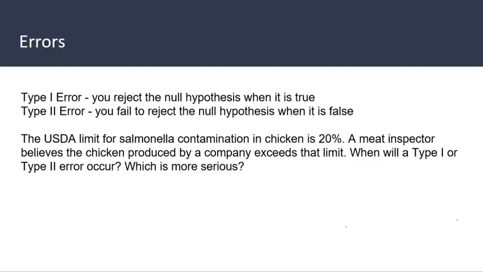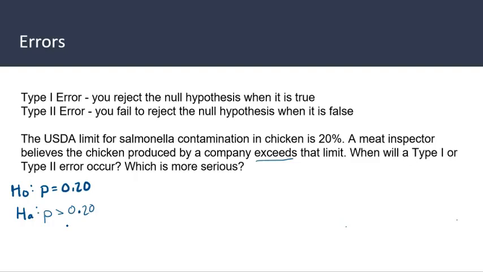Okay, so let's look at this example. The limit for salmonella in chicken is 20%. A meat inspector believes the chicken produced by a company exceeds that limit. So when will a type 1 or type 2 error occur, and which one is more serious? To do that, we need to know what our hypotheses are. I have my null hypothesis and my alternative hypothesis. The limit for salmonella is 20%, so my null is that P is equal to 0.20. The meat inspector believes that the company exceeds that limit, so my alternative is that P is greater than 0.20.